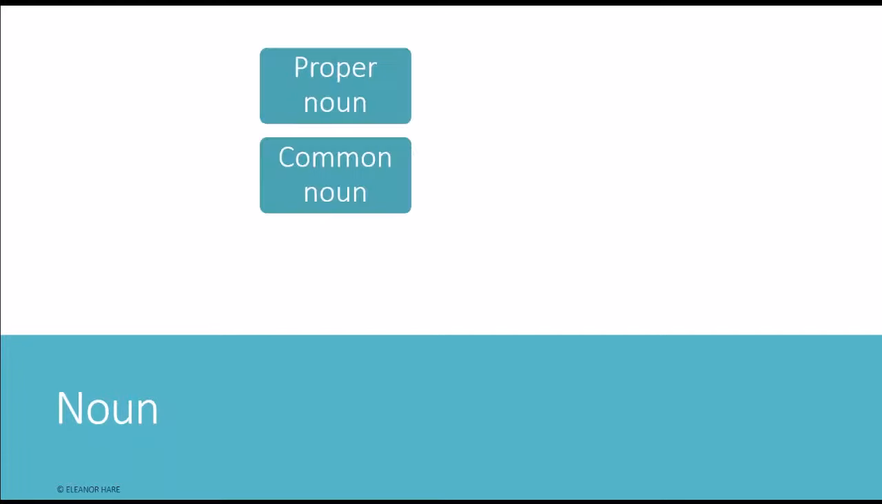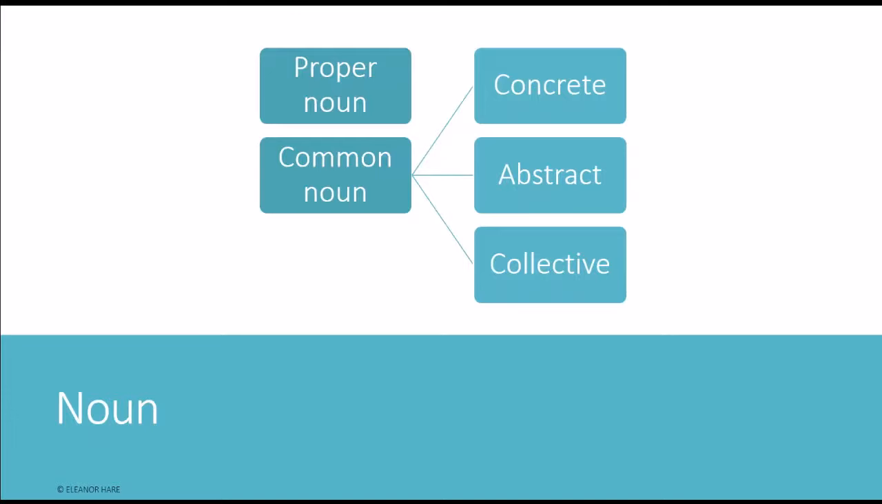So first of all, nouns. These are objects. But to be more specific, you can have proper nouns and common nouns. Proper nouns are capitalised generally in English. They're names of places and people and other things like that. And then there's common nouns, which are everything else.